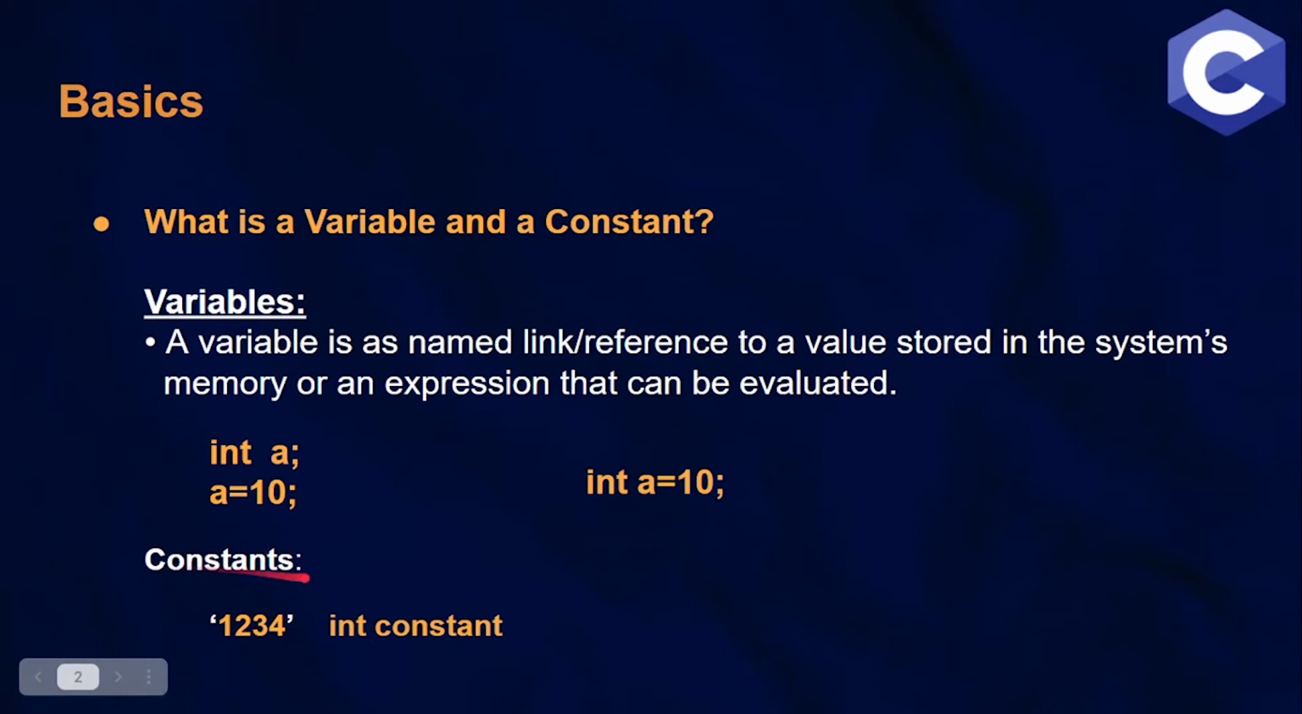So now let us see what a constant is. A constant is somewhat the opposite of a variable. A variable will change, a constant will not change.